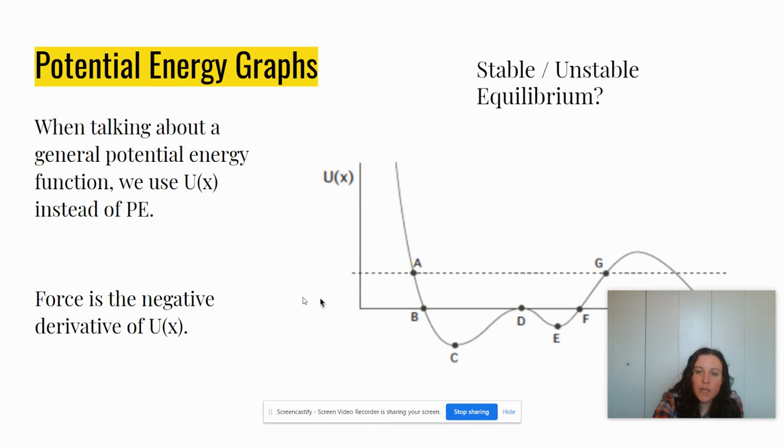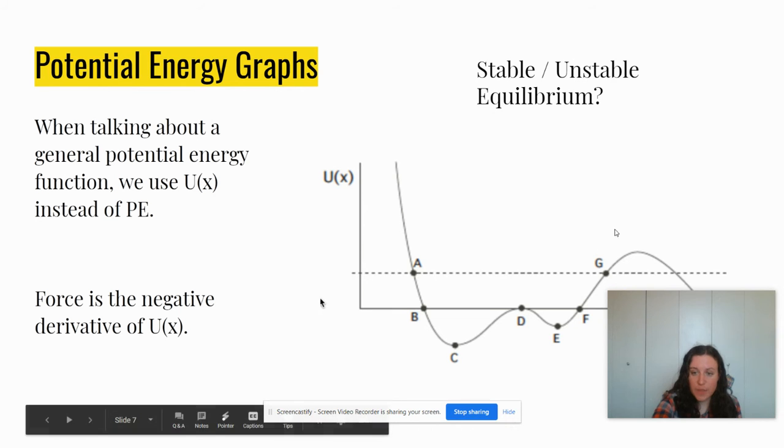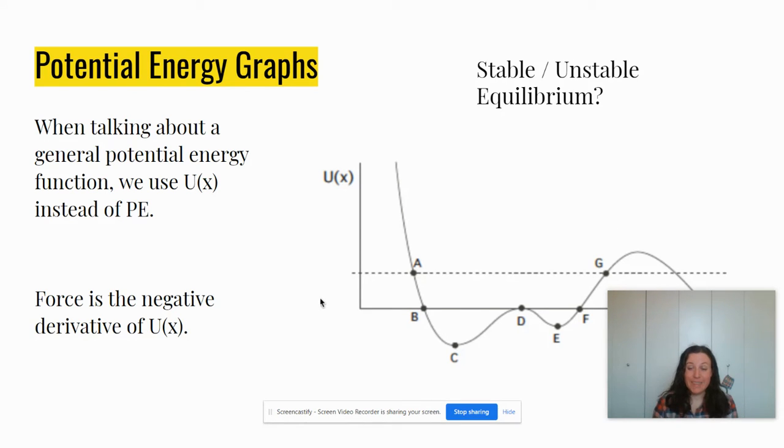Now, this line right here is our total mechanical energy. You can never go above that line. So I can never make it to this hill right here or past A. I have to stay between A and G. Now, for these graphs, if you know what the total mechanical energy is, you can find kinetic energy by saying kinetic plus the potential, which you can just read off this graph, must equal total. And that's how you find kinetic energy of this function.